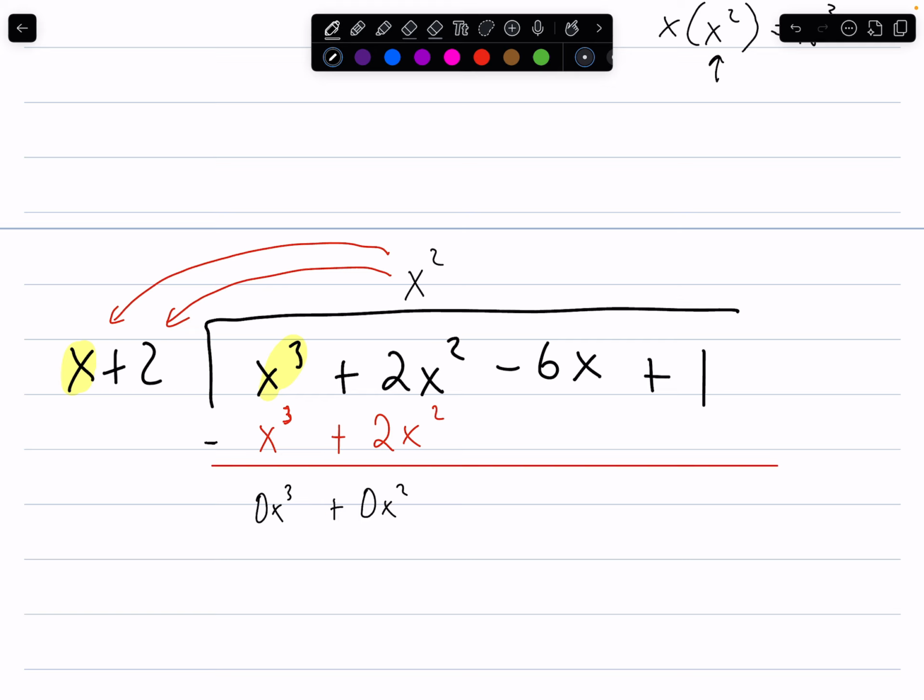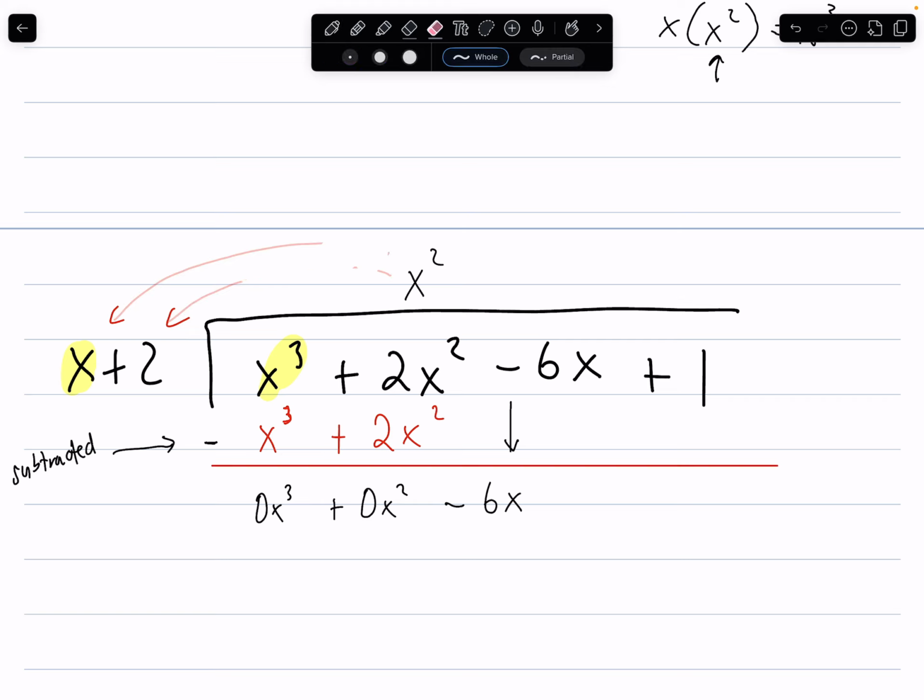And then the next thing I'm going to do is bring this next term down as negative 6x. Okay, now that I got that, I subtracted. Remember, this is subtraction. We're always subtracting over here. Now we got to do it again. So we're going to iterate it again. So how are we going to iterate it?